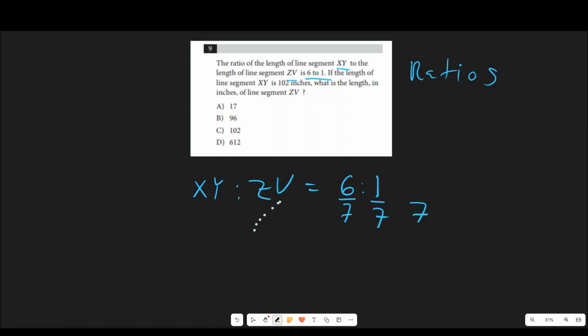So now we know, okay, if we have XY being 102 inches, 102 inches is equal to 6/7 of the whole, right? Because 6 parts are going to XY, 1 part is going to ZV. There are 7 parts in total. So that means of the whole, 6/7 are going to XY, which will equal 102. And now we can solve for the whole. To do that, we will just multiply both sides by 7 and then cross that out.